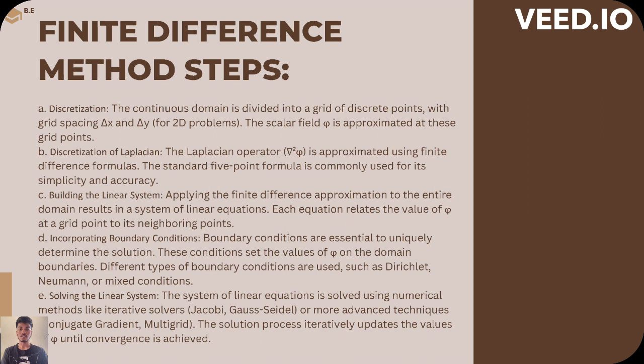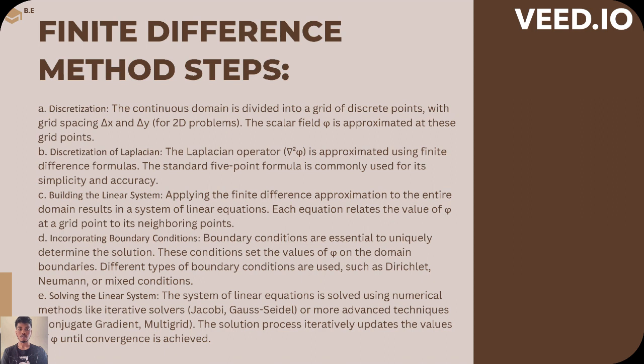First one, A, discretization. The continuous domain is divided into a grid of discrete points with grid spacing delta x and delta y, as mentioned for two-dimensional problems. As I also mentioned in the previous slide, Poisson's equation is determined in three dimensions, but in this discretization, it is specifically mentioned for two-dimensional problems. Let us see the discretization of the Laplacian.